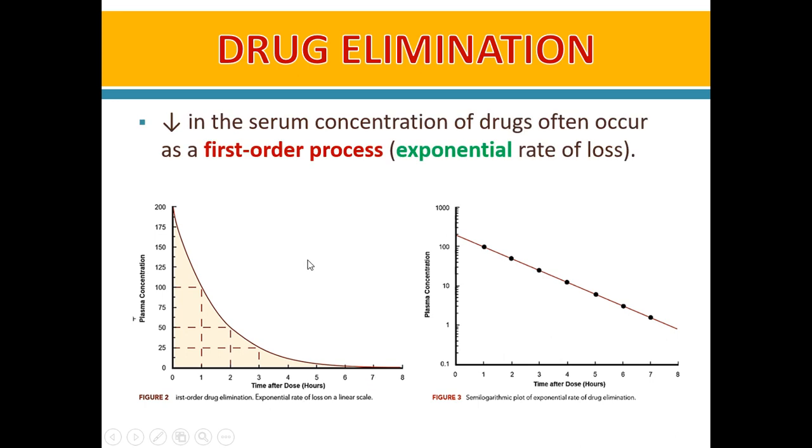By the way, a decrease in the serum concentration of drugs often occurs as a first-order process, or exponential rate of loss. As you can see here in figure 3, the plasma concentration of the drug is exponential: 0.1, 1, 10, 100, 1000. And if you look at the time and the elimination rate, with a high drug concentration, usually the decrease is also large, but as the drug concentration lowers, the elimination also becomes smaller. So that's it, it's exponential.